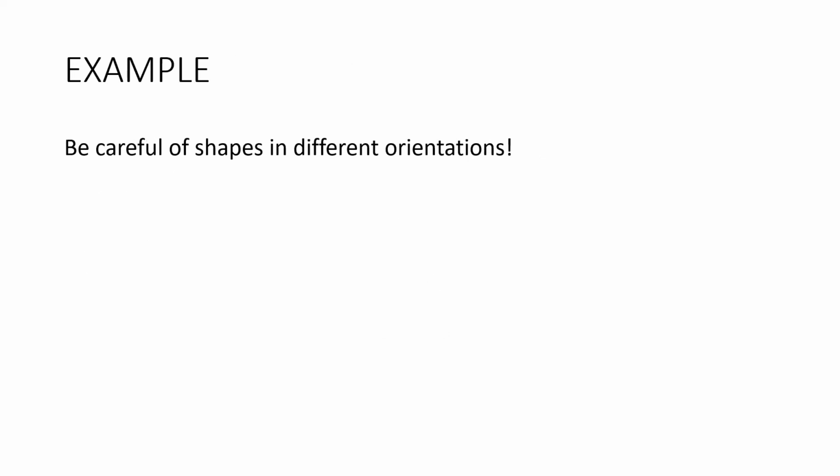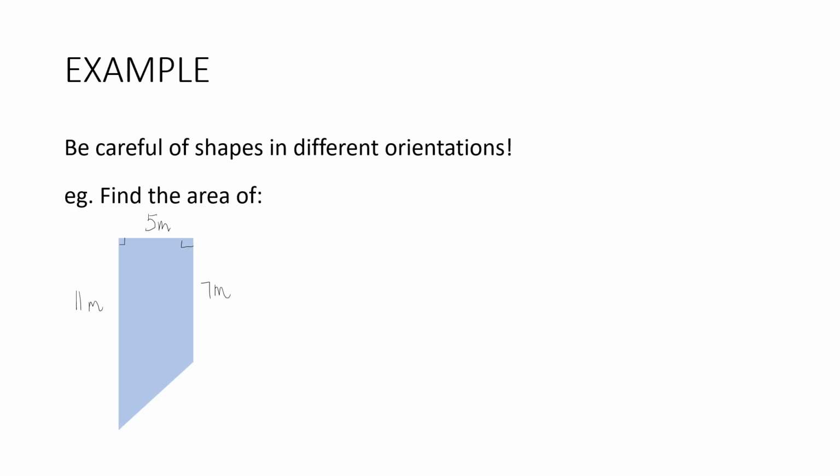Now be careful of shapes in different orientations. So have a look at this trapezium. What's the height of it? Can you see that that's 5? I mean, it's a funny trapezium anyway because it's got right angles here. It doesn't sort of slant out. Here's our parallel sides here, the 11 and the 7.